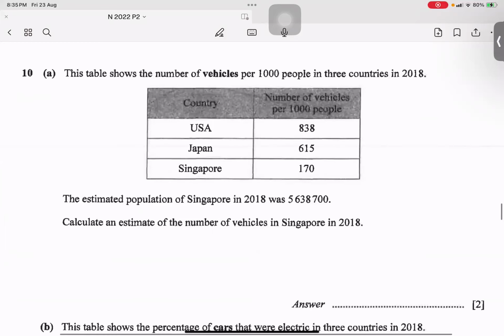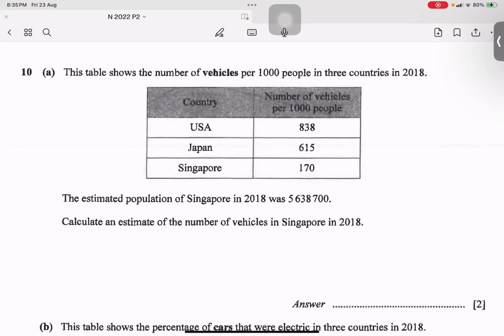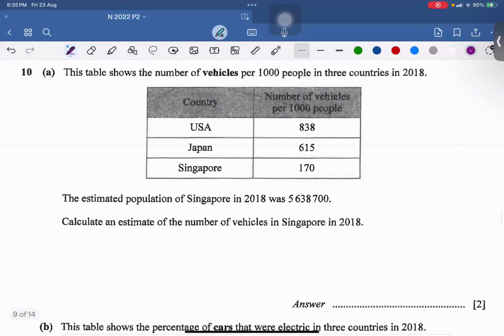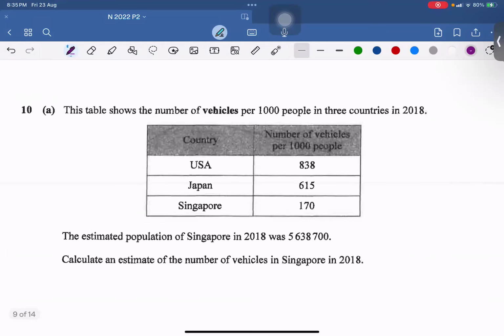This table shows the number of vehicles per 1,000 people. Notice in my prelim paper, I did a million. This one over here is per 1,000 people. So all these are 838,000, 615,000, 170,000, all in the countries in the year 2018.